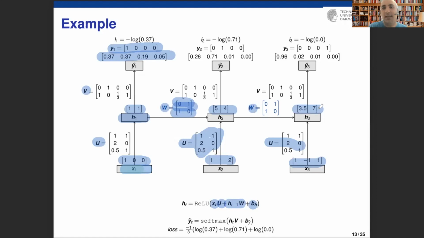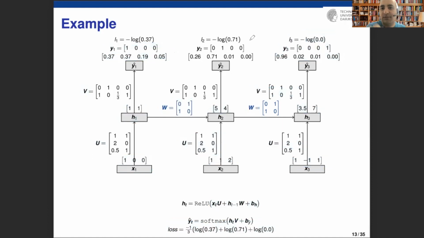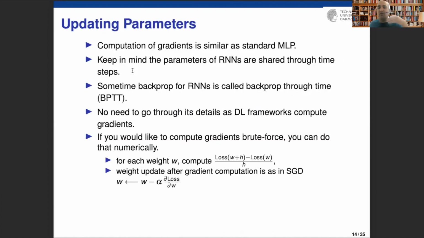Okay. And then, for example, for the third step, you multiply this hidden state by vector V, and you run it through a softmax function. You compare with the gold label, and you compute the loss function. So the loss, as I said, is the average over the loss per step. And after having the loss over the whole sequence, you're ready to compute or update your parameters.